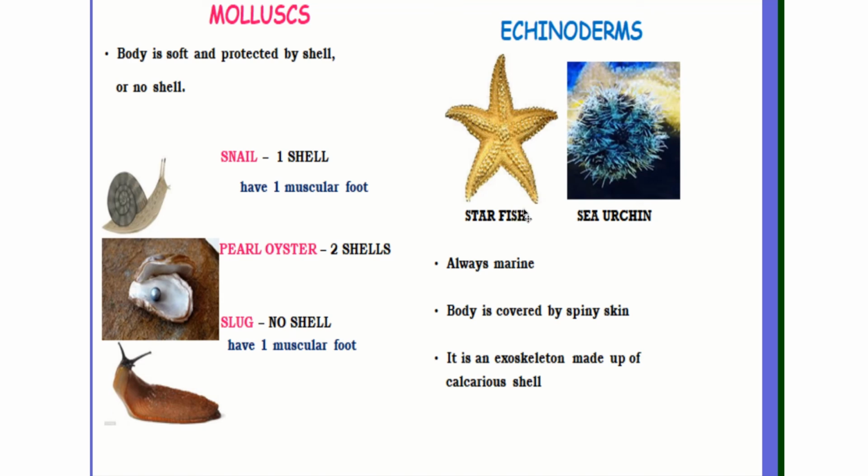Remember, students, when we learnt about the facts about invertebrates, we spoke about exoskeleton, which gives the shape to that organism. And this exoskeleton is made up of calcareous. Calcareous means made up of calcium. So in the phylum echinoderms, the examples of it are starfish and sea urchin. They are always marine. Body is covered by spiny skin and it has an exoskeleton made up of calcareous shell.